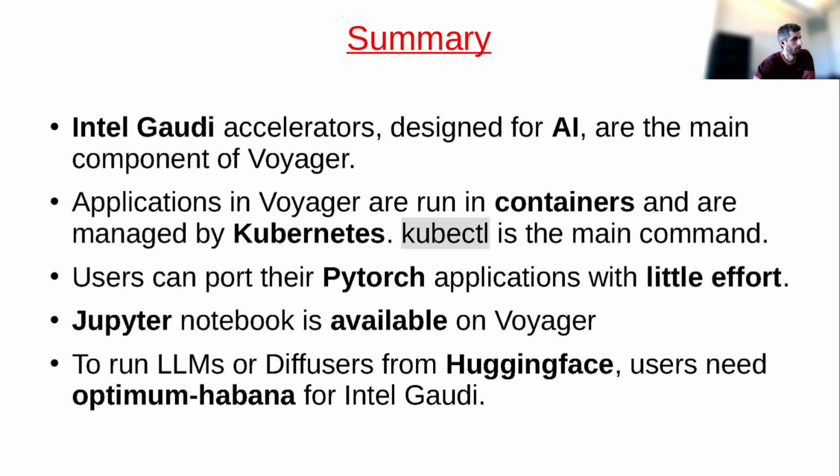We have seen how to port a PyTorch application. It has been relatively simple. I think it's kind of simple to do. And then I showed you how to run a Jupyter notebook. If you like to use notebooks, you can do that on Voyager. And we have seen how to use Hugging Face models on Voyager using Optimum-Habana. Yeah, that's it. That's all I wanted to say. Thank you.